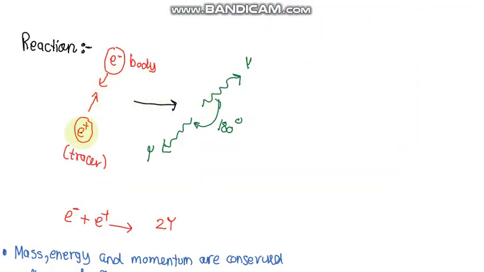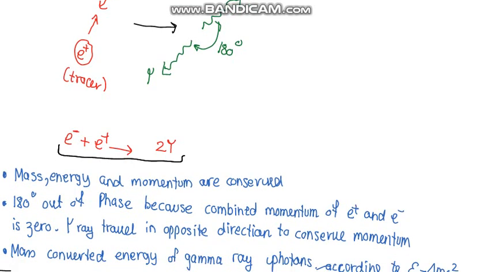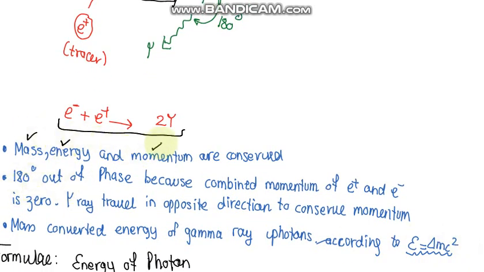It is made artificially by bombarding a nuclei with protons. The reaction is that a positron interacts with an electron from the body, and as a result gamma ray photons are made which travel 180 degrees apart. Some characteristics of the reaction are that mass, energy and momentum are conserved. The gamma rays move in opposite directions because the combined momentum of the positron and the electron is zero. So momentum after must also remain zero, so the gamma rays must travel in opposite directions. Lastly, pure mass is converted into energy of gamma ray photons, so E equals mc squared is applied here.